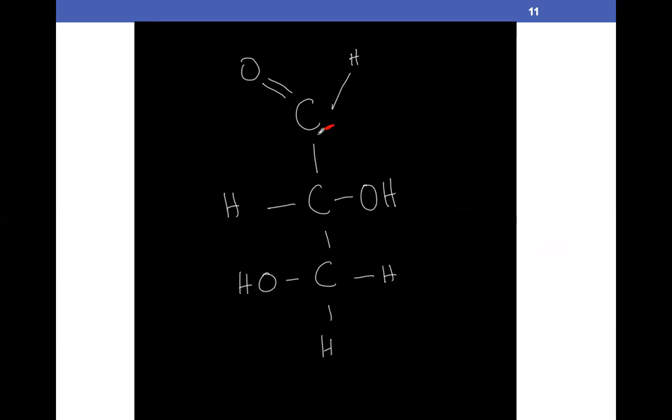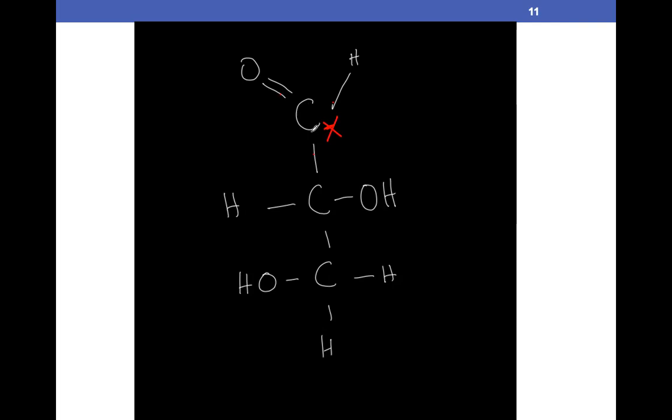I said I have two criteria. One of them is that it has to be attached to four different groups. You guys tell me, this carbon right over here, this first one, is it attached to four different groups? No. Right? It's only attached to three groups. One, exactly. One, two, three. So this is not a chiral carbon, okay? C1 is not a chiral carbon. Let's skip this middle one for now.